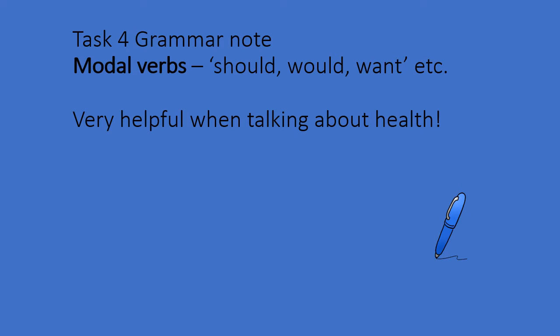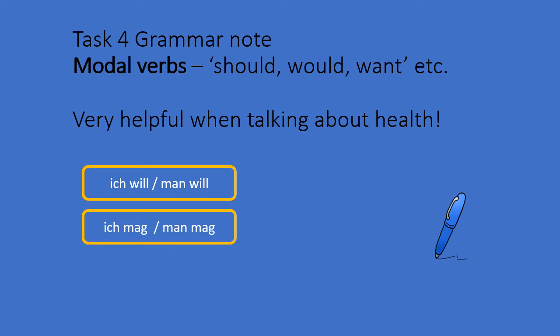Okay, task 4 is picking it up on the underlined words from the slide before. So hopefully you recognise that they were all modal verbs. You have seen these before. Okay, and they're words like ought to, want to, must, that kind of thing. So, ich will, man will. If you make a note of these in your grammar jotter, are I want to, one wants to. Ich mag, man mag. I like, one likes.